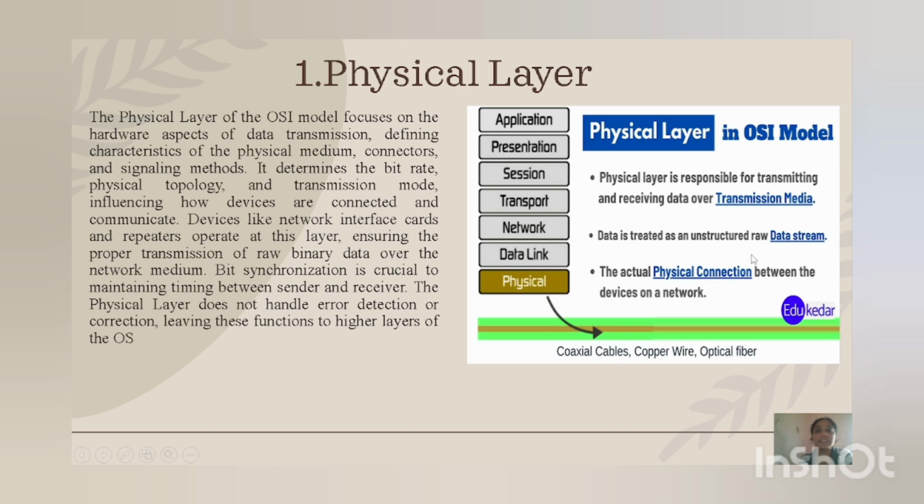The physical layer in the OSI model is responsible for transmitting and receiving data over the transmission medium. Data is treated as an unstructured raw data stream, the actual physical connection between the devices on a network. For example, coaxial cables, copper wire, optical fibers.